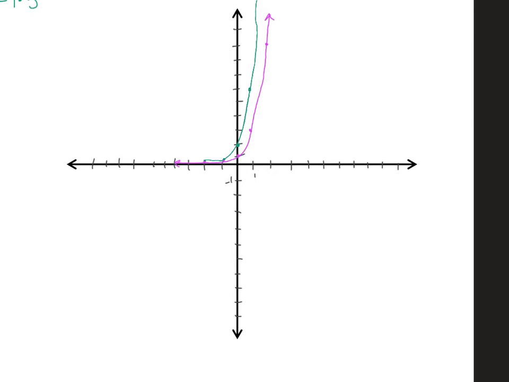Okay, and it's going to keep going up. It's not going to hit a value at 2 until it passes 10. So it's going to keep going up. It's going to keep going here. You're going to notice that these do not go below the x-axis.